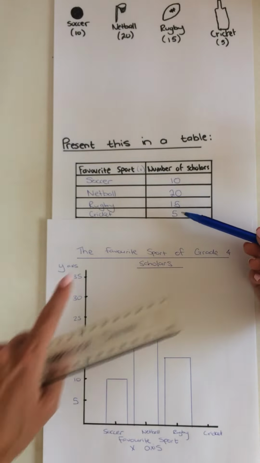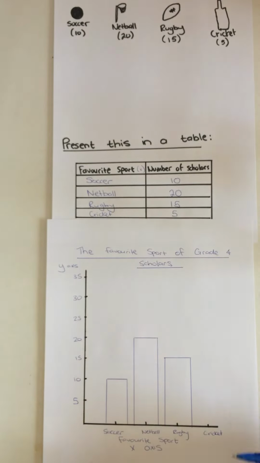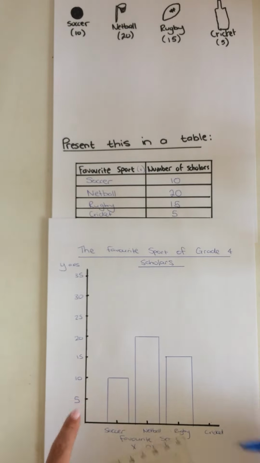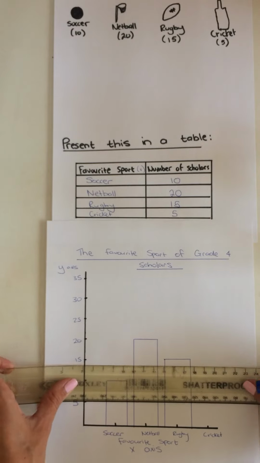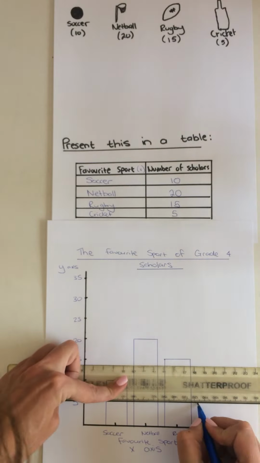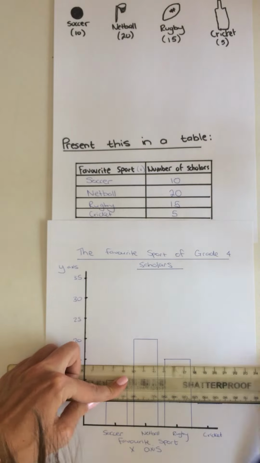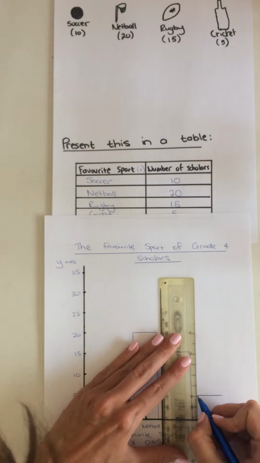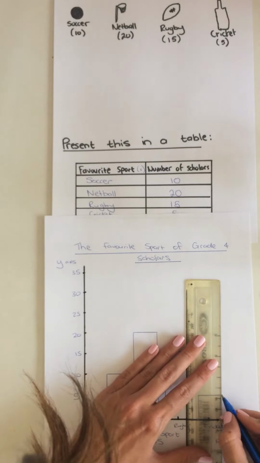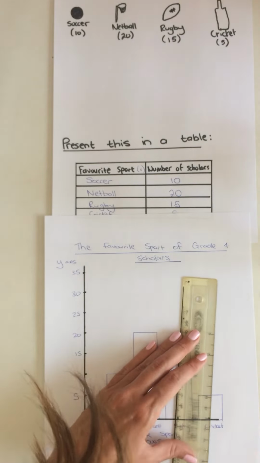And the last bit of data I have is cricket. There are 5 scholars, so here's cricket over here. Here's the number 5, so I'm going to put my ruler on the number 5. Draw a nice straight line, and using my ruler make a nice neat and tidy bar.